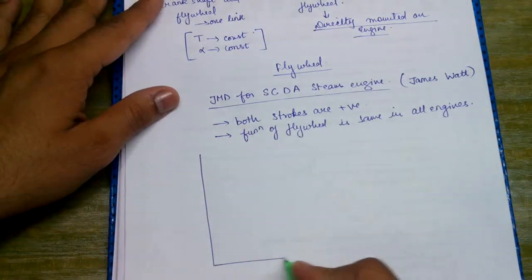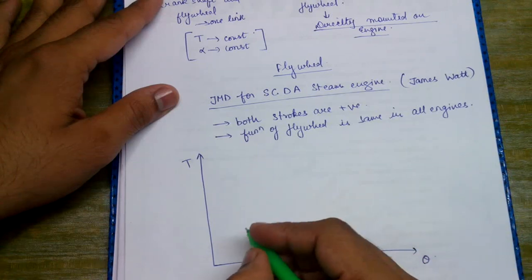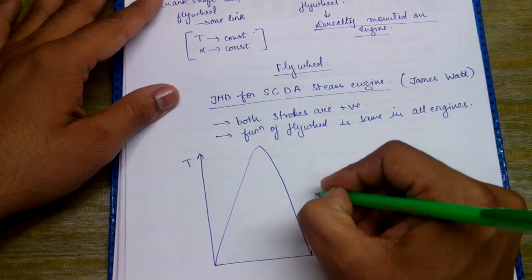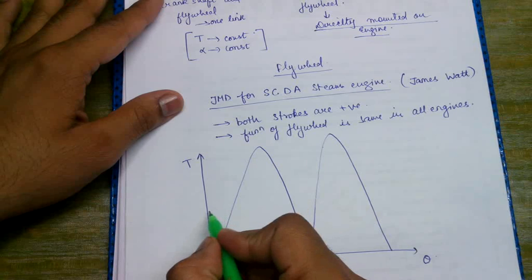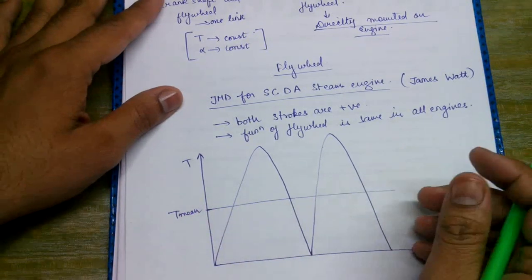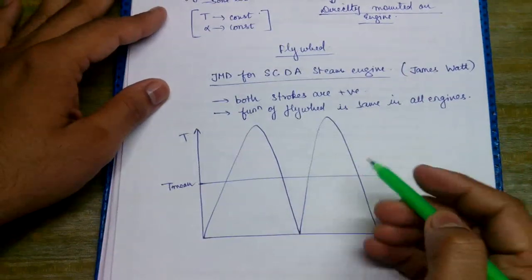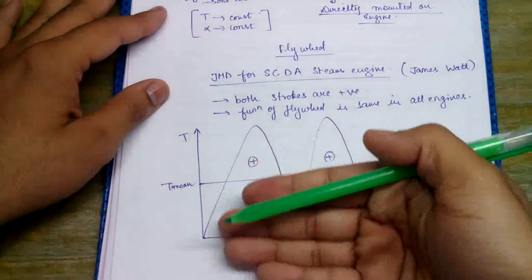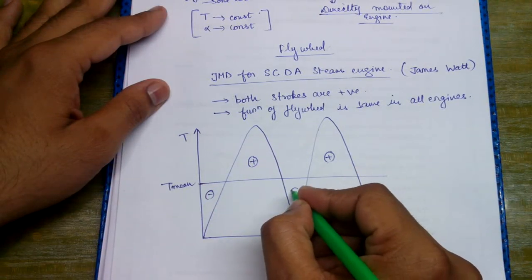So if I draw the turning moment diagram, that is the T versus theta diagram, I will find this line, which is called the T mean line, or mean torque line. The portion which is lying above this T mean line is designated as positive, and the portion lying below this T mean line is said to be negative.